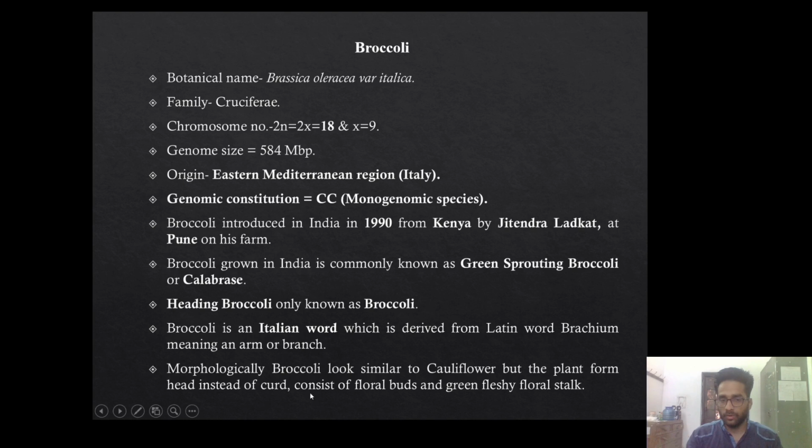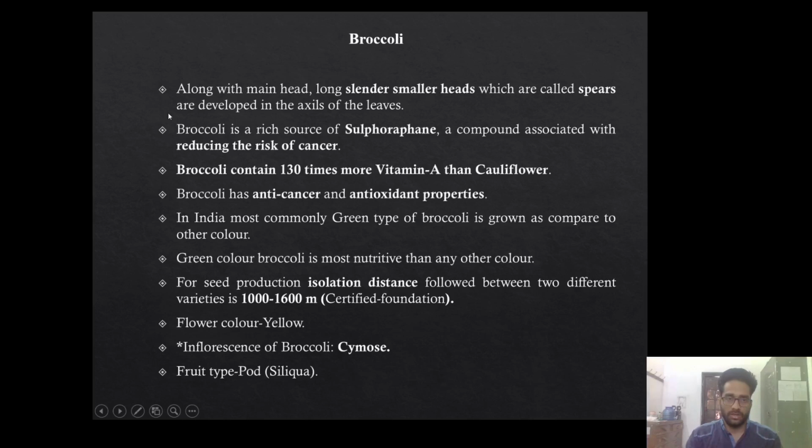Morphologically, broccoli looks similar to cauliflower, but the plant forms a head instead of a curd. It consists of floral buds and a green fleshy floral stalk. Along with the main head, long slender small heads called spears develop in the axils of the leaves. Broccoli is a rich source of sulforaphane, a compound associated with reducing the risk of cancer. Broccoli contains 130 times more vitamin A than cauliflower. Broccoli has anti-cancer and antioxidant properties.